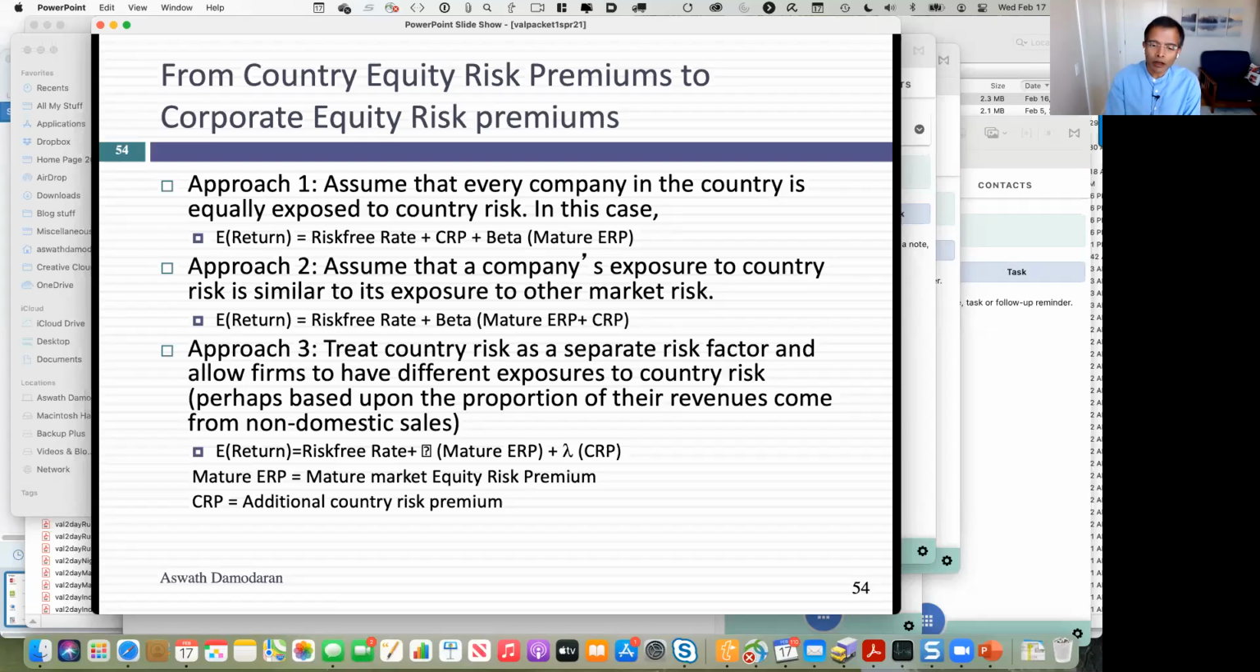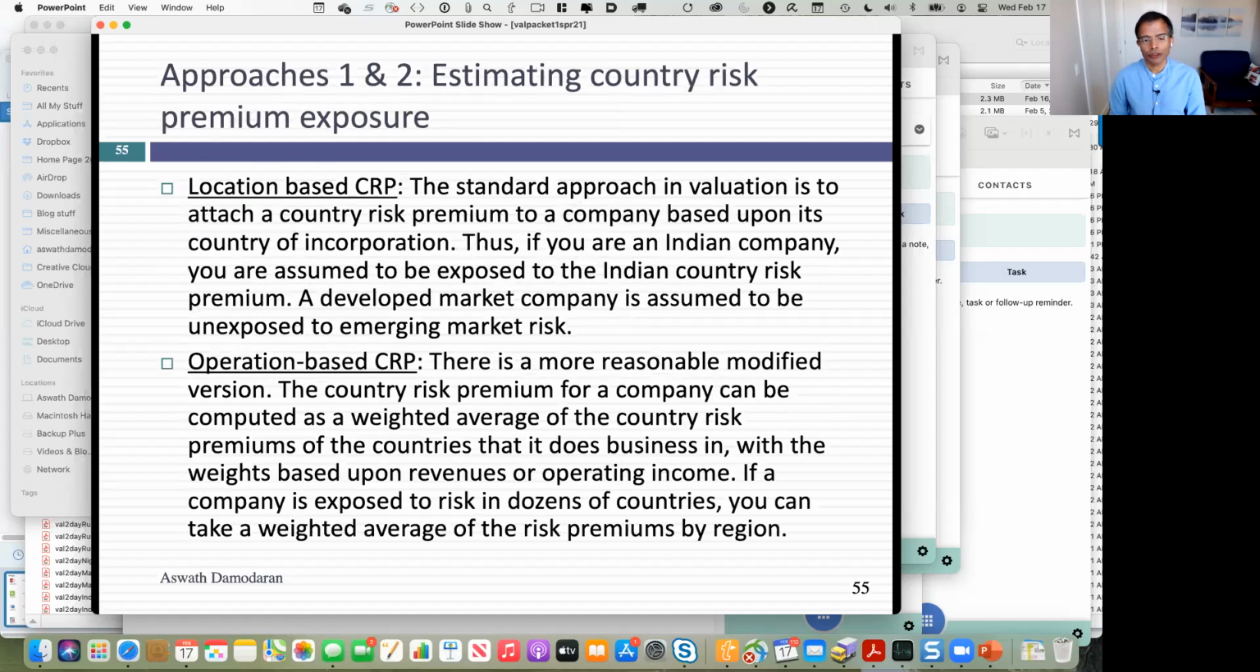But basically, lambda looks just like a beta. If a lambda is 1, you're as exposed as the average company in that market. If your lambda is greater than 1, you're more exposed, and if your lambda is less than 1, you're less exposed. We'll talk about how to think about lambdas. But in every one of these, I'm trying to bring country risk into the picture. And here are my choices.